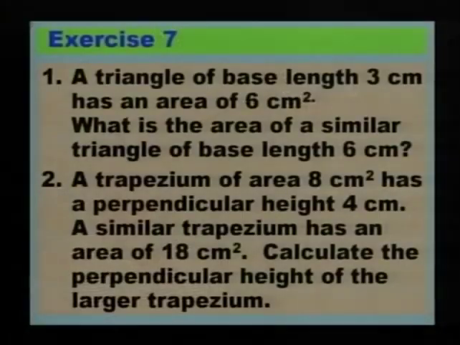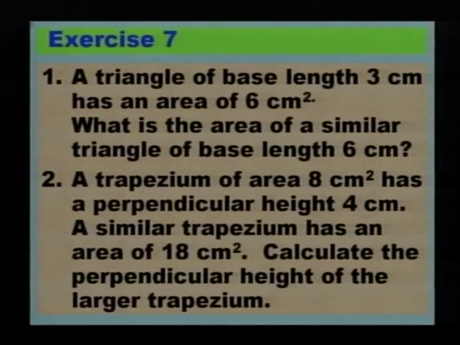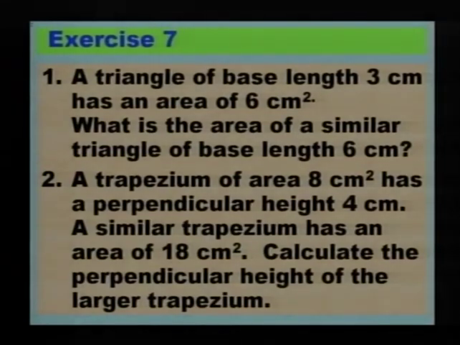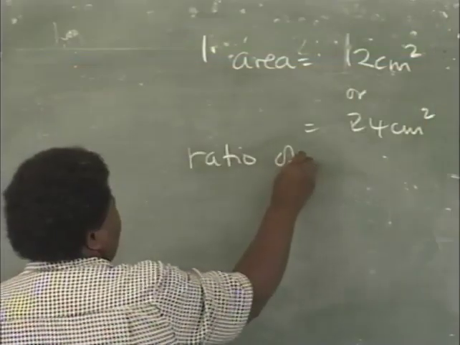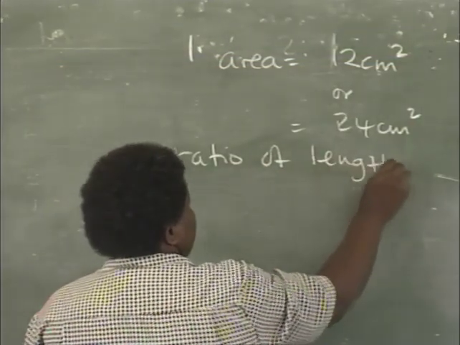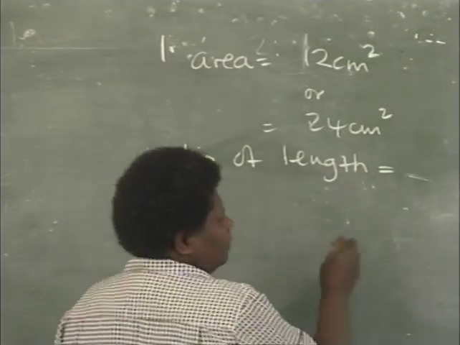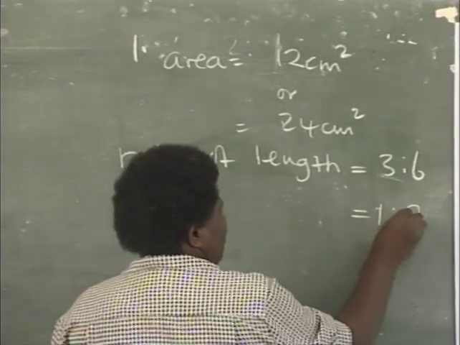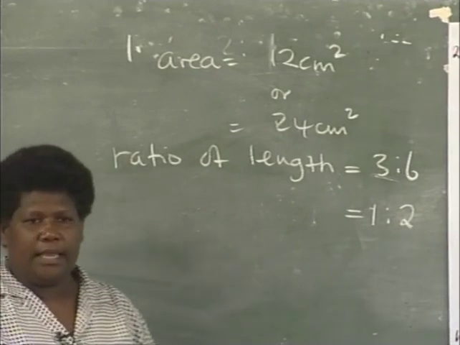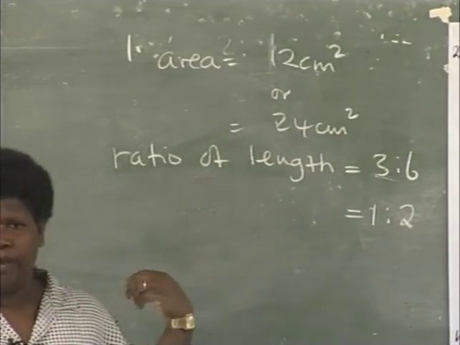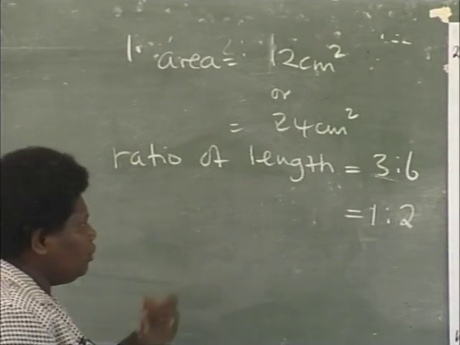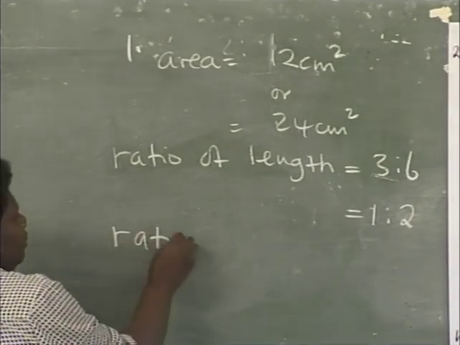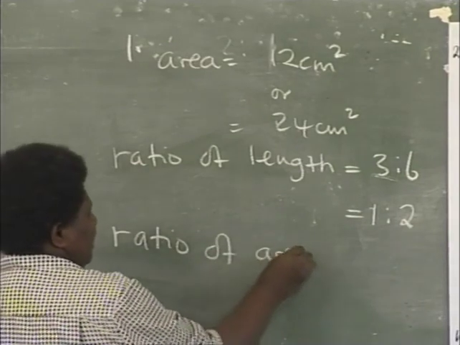Okay, let's see. A triangle of base length 3 centimeters has an area of 6 square centimeters. What is the area of a similar triangle of base length 6 centimeters? So, the ratio of their lengths is 3:6, which is the same as 1:2. All right, I said do not use the length ratio to find the area.